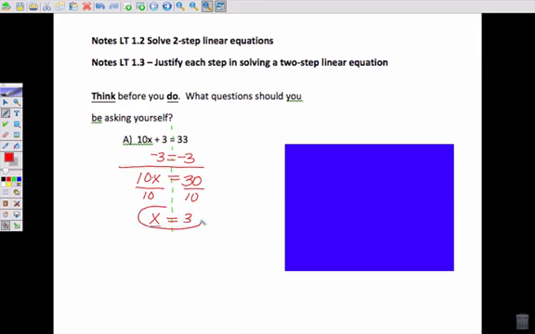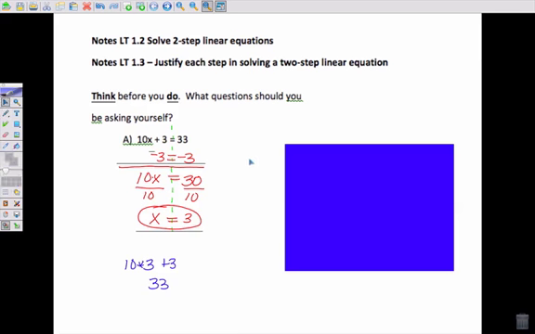Now I'm going to show the check on a couple of these, but not all of these. To check this equation in your calculator, you would take 10 times 3, because this says 10 times x, and we just solved to get x is 3, plus 3, and hit the equals on your calculator, and you'd get an answer of 33. That matches the other side. So this equation has been solved correctly.